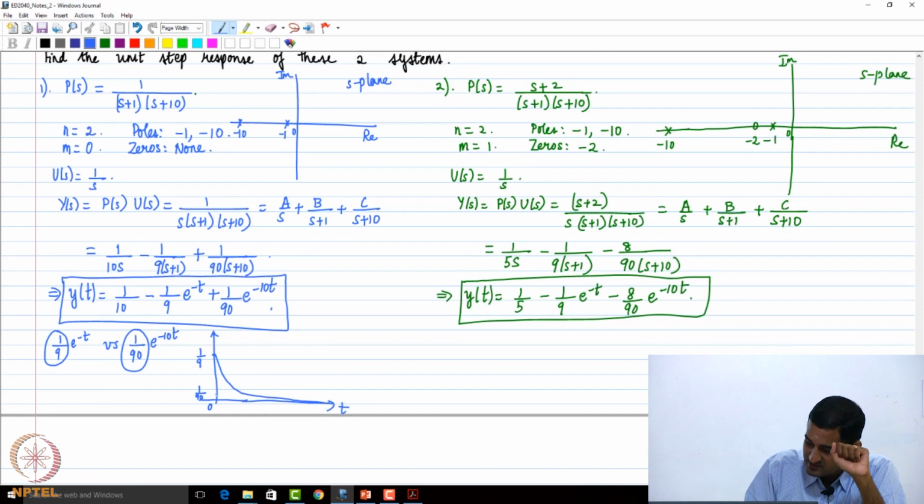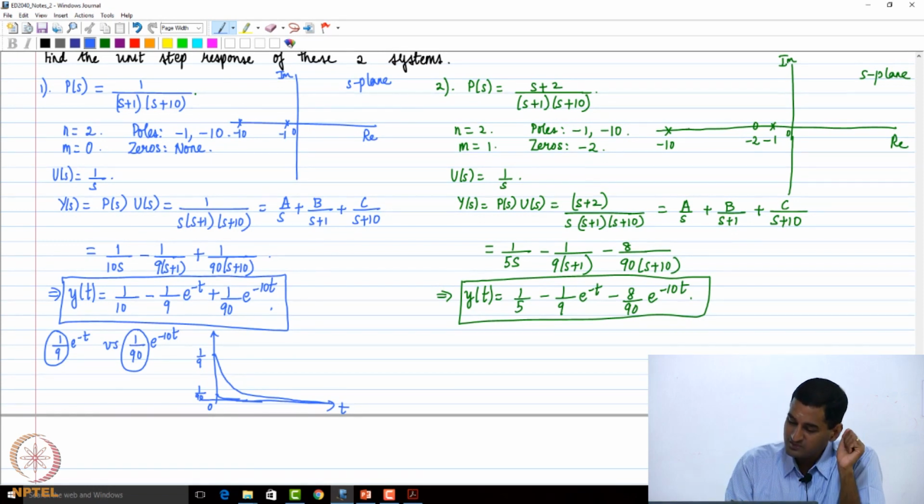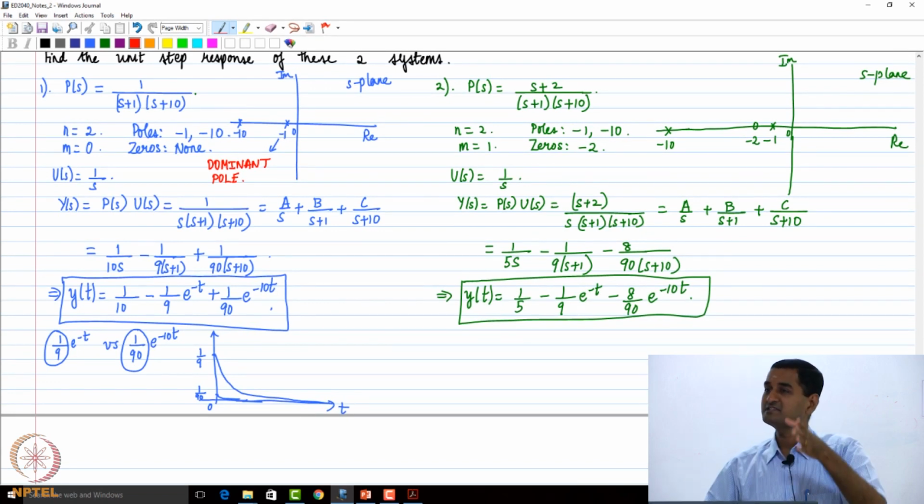Okay, so this will go to 0 very quickly, right? So you see that which factor is dominating the output? 1 by 9 e power minus t, right? So for that reason, the poles that are closest to the imaginary axis are what are called dominant poles. Okay, so minus 1 here is what is called a dominant pole. Dominant poles are those poles that are closer to the imaginary axis.